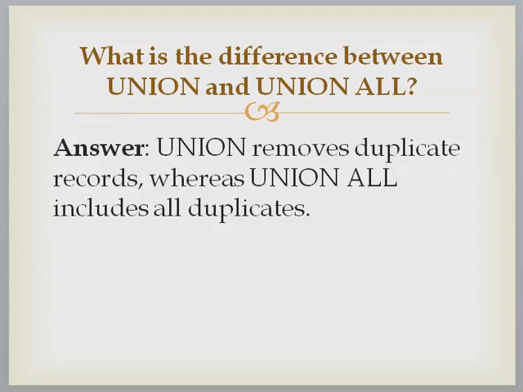What is the difference between union and union all? Answer: union removes duplicate records, whereas union all includes all duplicates.